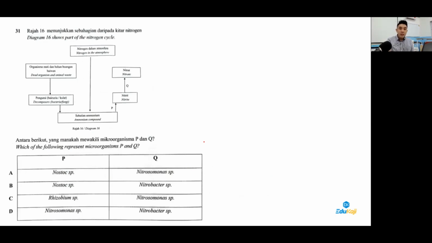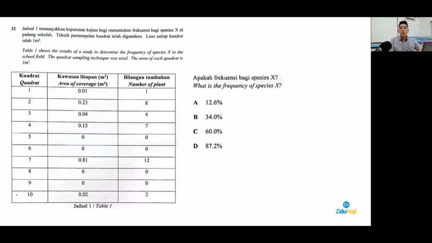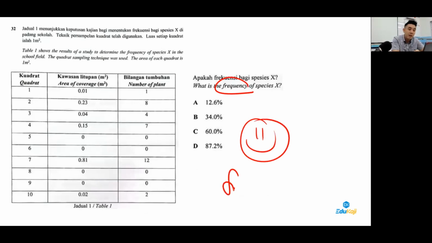Next, nitrogen cycle, chapter 8, form 5, chapter 8. So nitrogen cycle here is always nitrosomonas, only nitrobacter. Easy question. 31 donkey. 32. Frequency. Guys, I always tell students when you see the word frequency, you should smile because 3 marks.